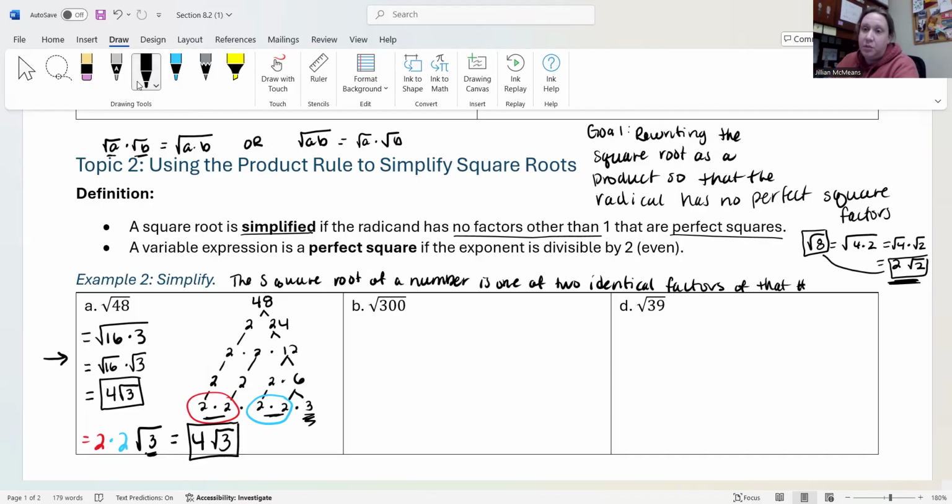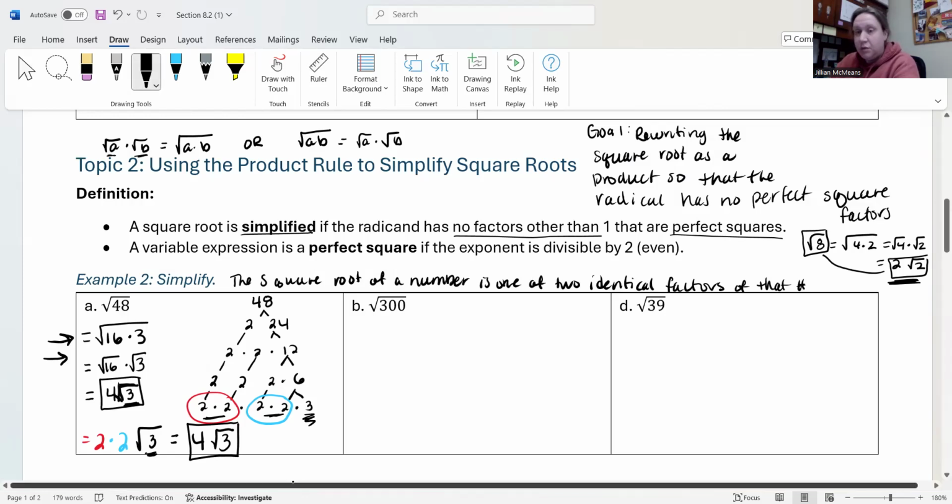And sometimes you might find a perfect square factor, but then there's another one hidden in there. So you want to keep doing this method right here until you get down to the point where the radical has no perfect square factors other than 1. But that can be difficult for some of us. Some of us don't see those factors. So then we resort to this factor tree, okay?